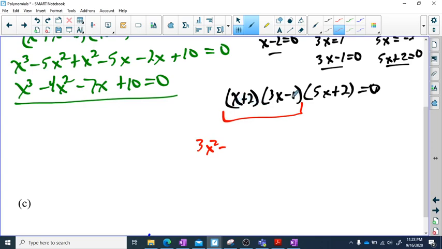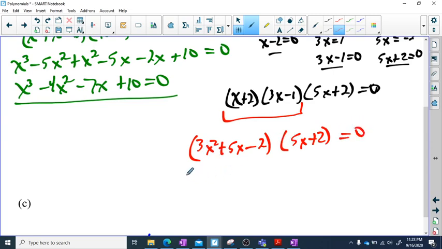X times -1. Keep it in your head. Don't write it down. So it's a -x. 2 times 3x is 6x. So a -1x and a 6x. That's going to combine to give me a plus 5x. 2 times -1, that's minus 2. Still have my 5x plus 2 that I need to multiply that answer by.